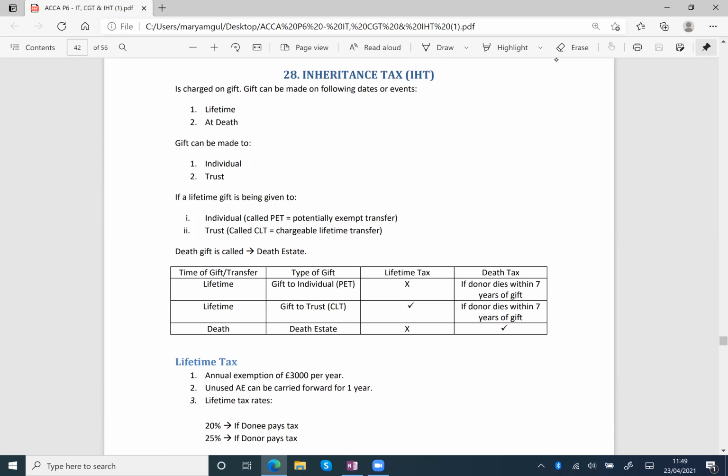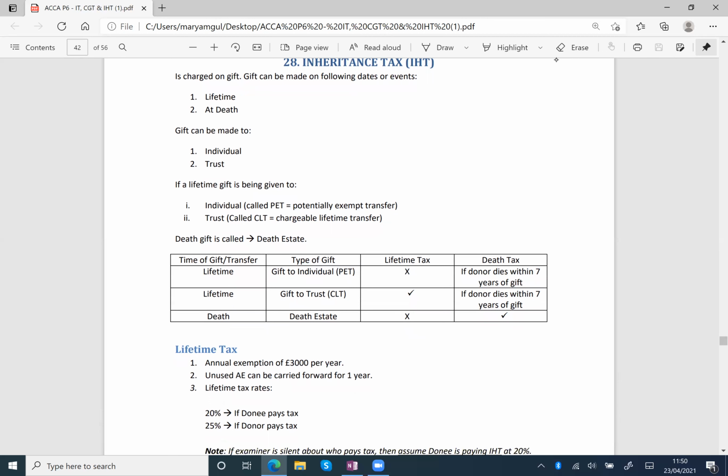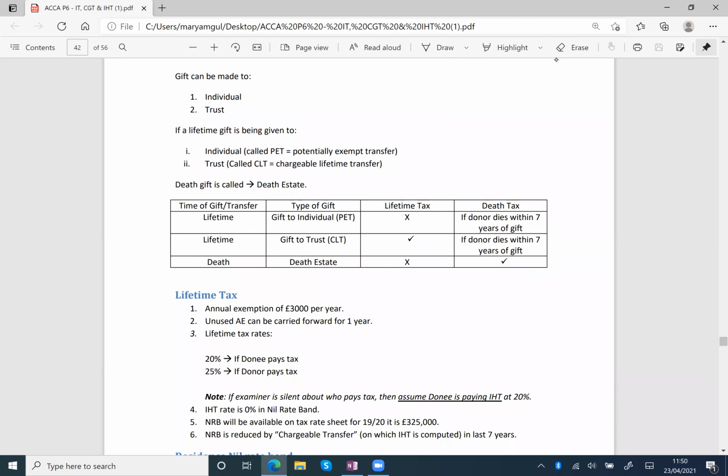When you gift your assets at the time of death, you are gifting the death estate. Obviously, when one person dies and all his assets are transferred to his children, this is called a gift at the time of death. So the death estate you are gifting to your children or anyone. So a lifetime gift is PET or CLT, a death gift is death estate. Now you can see this table is very important, as there are tax rules in this table.